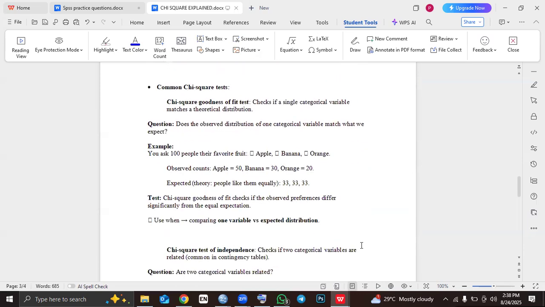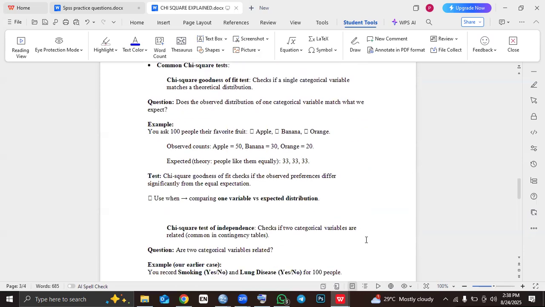Good. Now, there are some common chi-square tests that we can run depending on the type of data we have. So let's dive into it. The first common chi-square test that we can run is the chi-square goodness of fit test. Now, what does the chi-square goodness of fit test do? The chi-square goodness of fit test is going to check if a single categorical variable matches with a theoretical distribution.